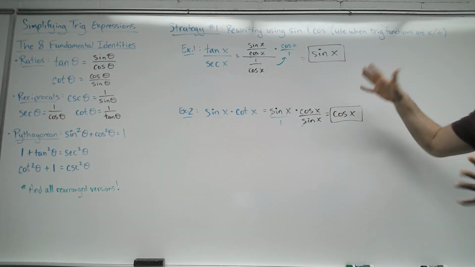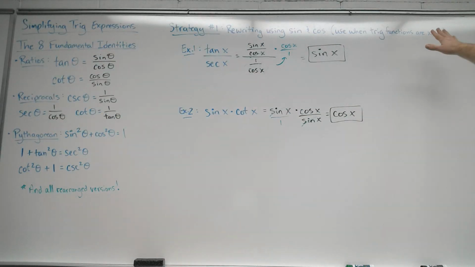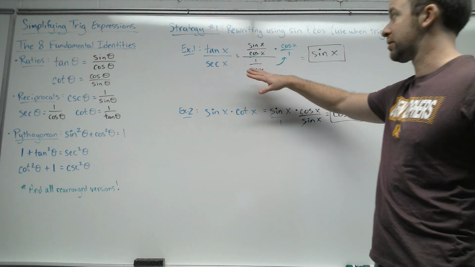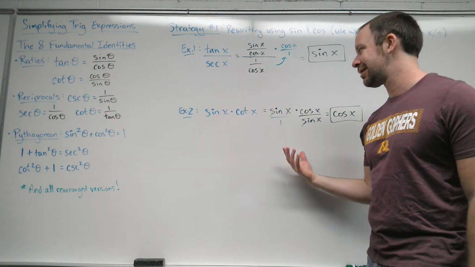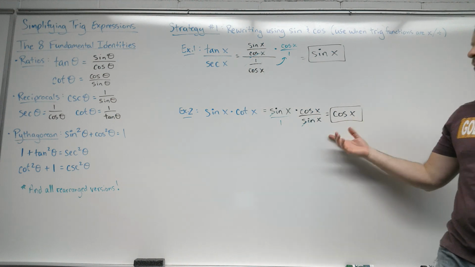So that's your first strategy. It gets used a lot. Again, if you have multiplying and dividing going on with your trig functions, turn them all into sines and cosines, see what cancels, see what simplifies. A lot of times something will.